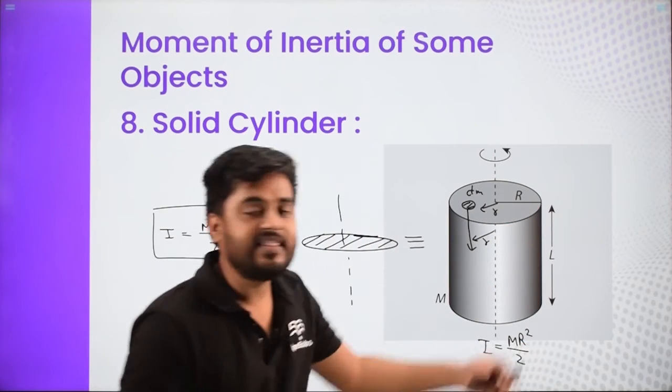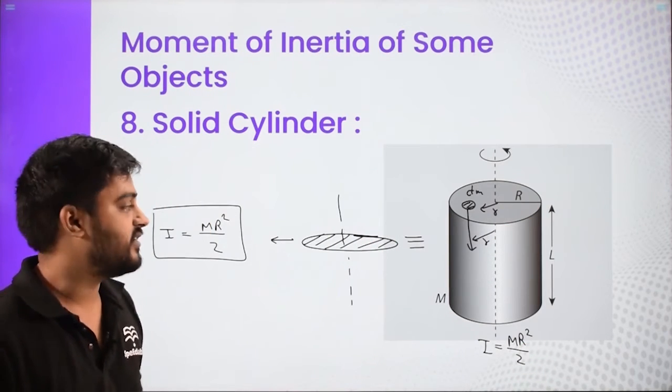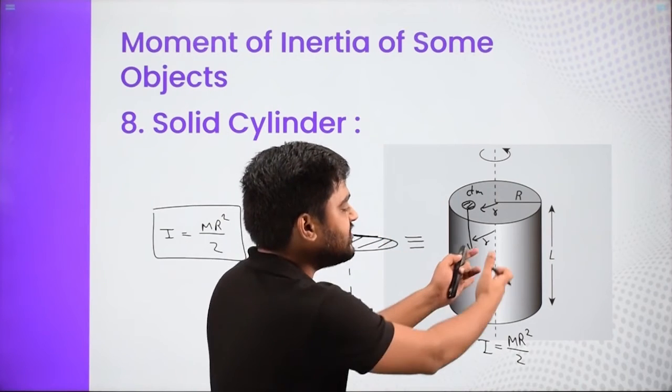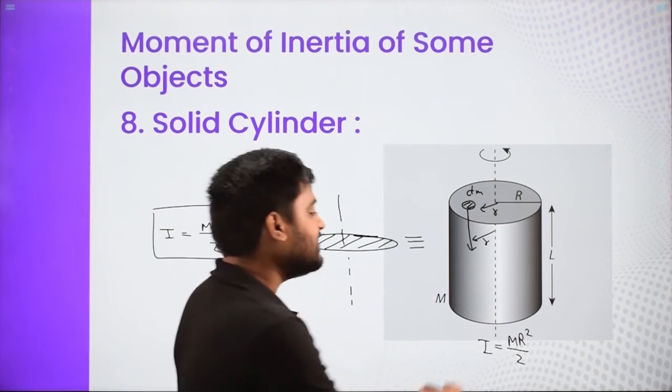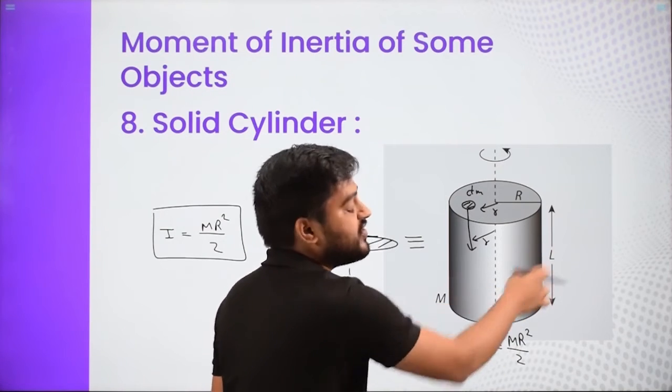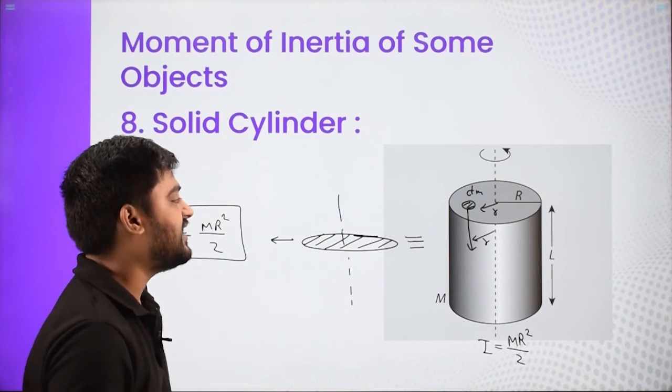Now you'll say the length of the cylinder does not matter, because whatever the length, the mass is distributed. See, the actual distance which matters is only the distance from the axis. So here this L is not going to define the distance from the axis at all.